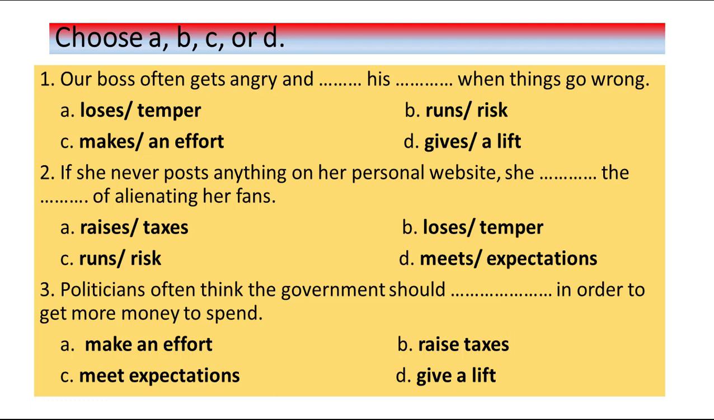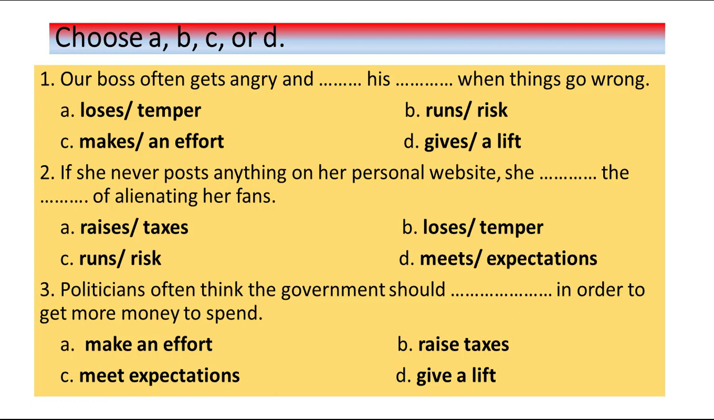Okay? You can easily see that runs a risk is the correct answer. So, the sentence becomes, if she never posts anything on her personal website, she runs the risk of alienating her fans.